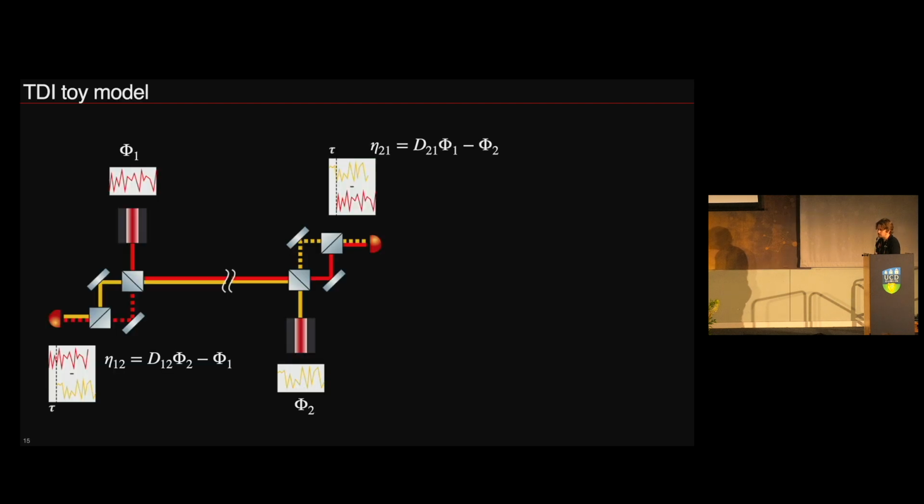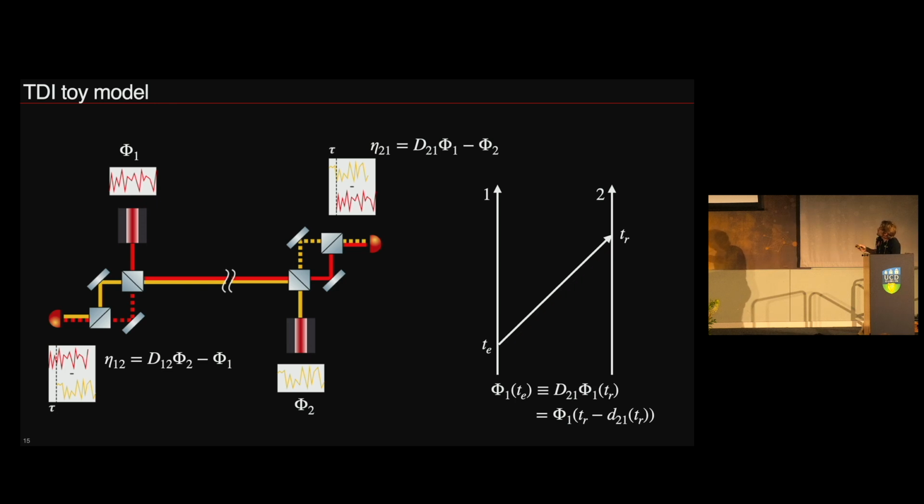Now I have a very brief overview of how this actually works. How do we build these variables? And for this, I'd like to present this toy model, where this is a simplified view of spacecraft 1, this is spacecraft 2. Each of them has a laser, which has laser frequency noise. It gets sent to the distant spacecraft and interferes here with the noise of this one. And what we measure here then is the difference between the two.